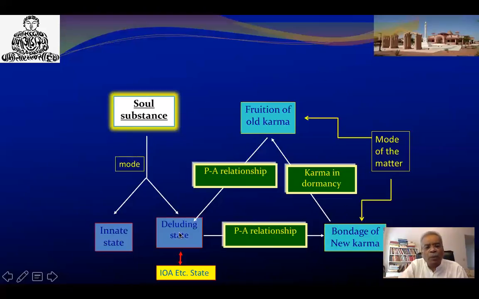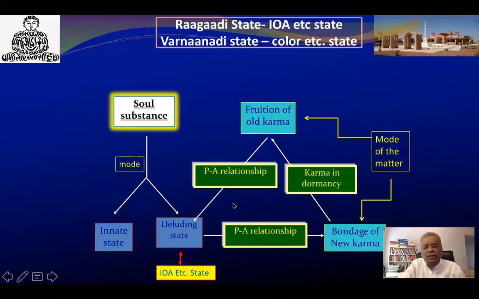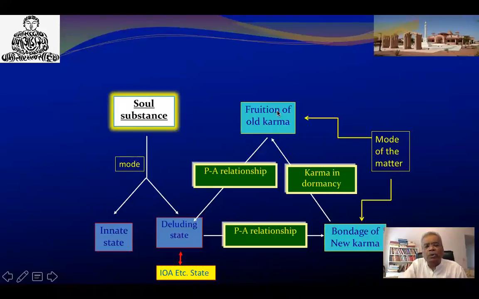So this guy is the culprit creating all these changes, occurring in the fruition of karma and the bondage of new karma and everything. That's why this inclination of attachment is called a mode of the matter, because he is the reason. Because of that, fruition of old karma was there, bondage of new karma was there, and because those two things occur when the deluding state is present, the deluding state is called matter. It's been accused of being matter, even though it is occurring as soul substance.